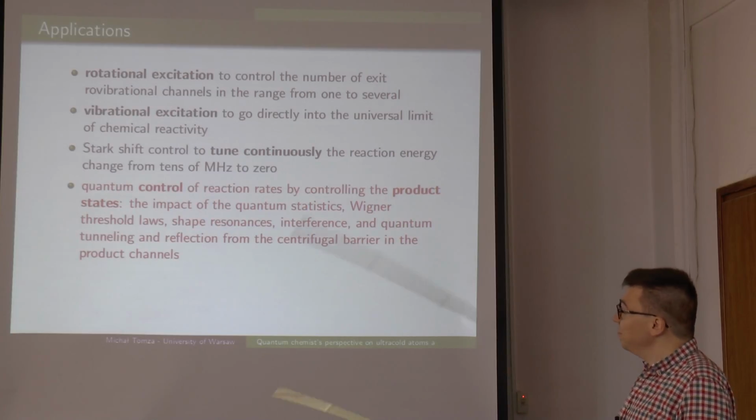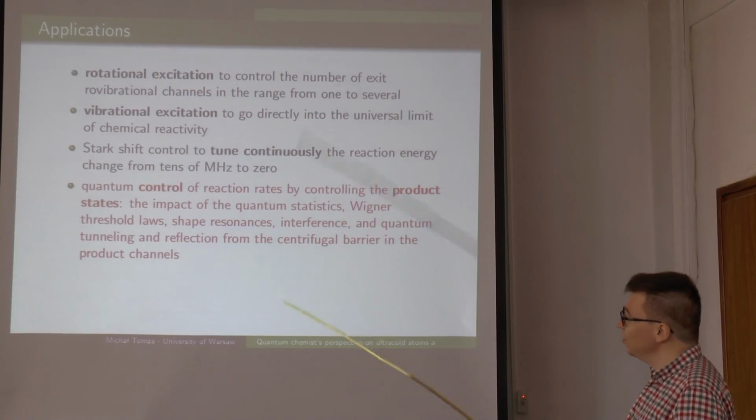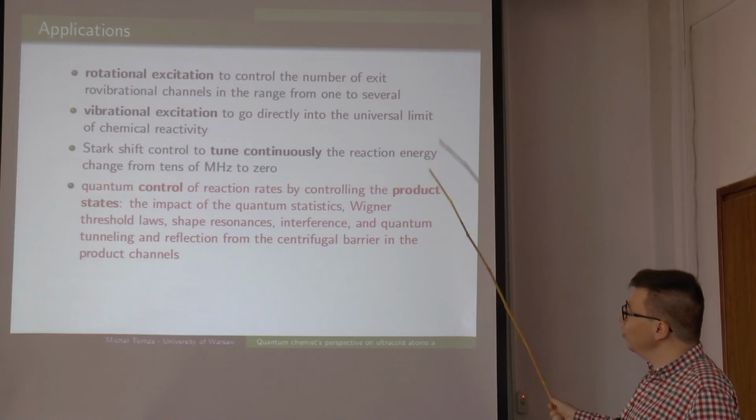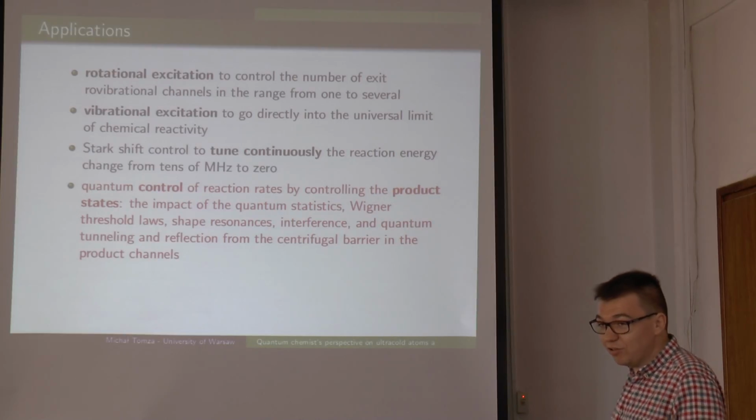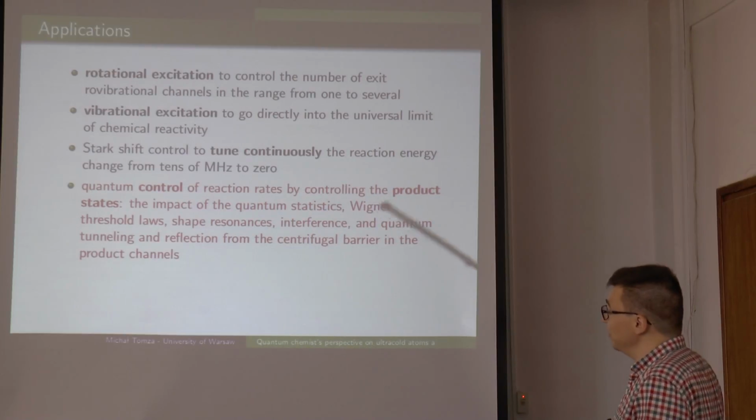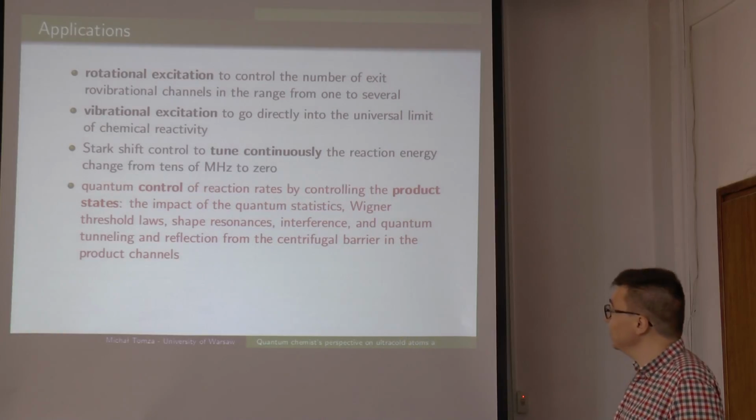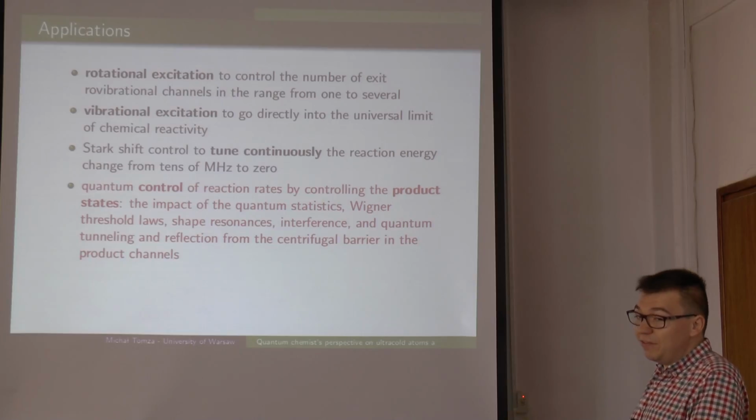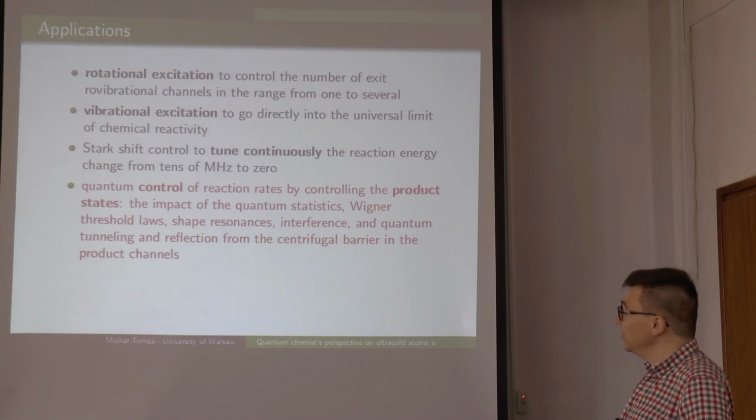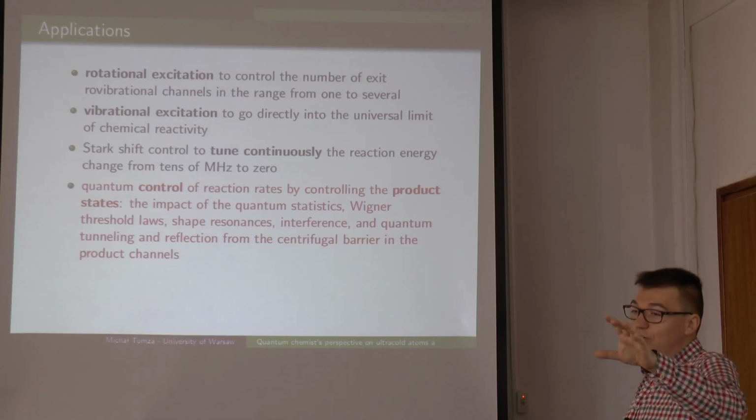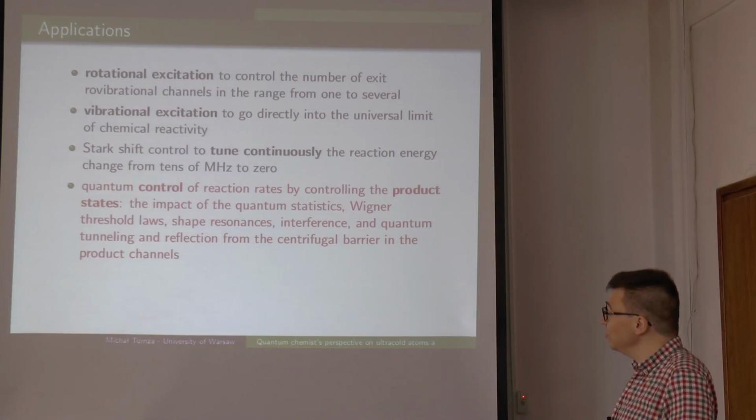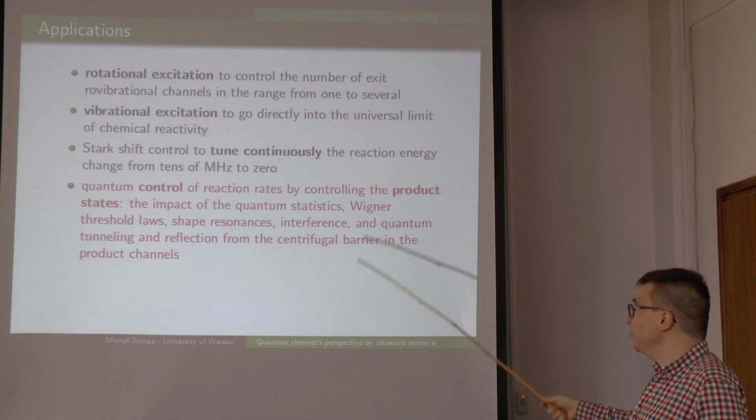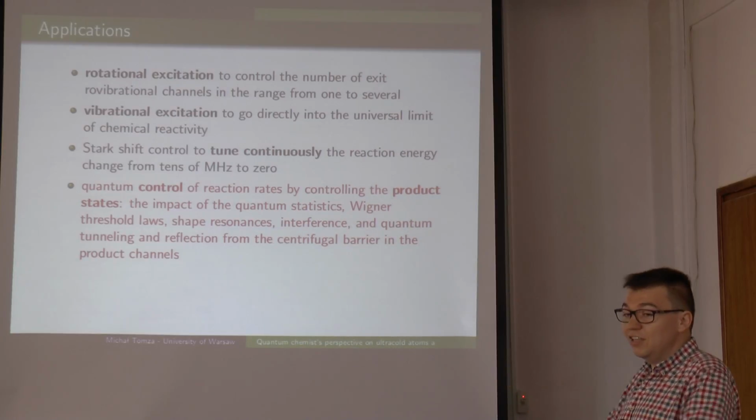In this way, we suppress exothermic to endothermic reaction. And finally, in all this picture, the most important message is that we can have quantum control of reaction rate by controlling the product state. It was not yet observed or proposed in any other experiment where this quantum control of reaction is obtained by controlling the product state. So we can imagine that we can observe in the total rate of the reaction not only the resonances or tunneling in the entrance channel, but also the impact of quantum statistics, Wigner threshold laws, shape resonance, interference, quantum tunneling, and many others in the product channels.